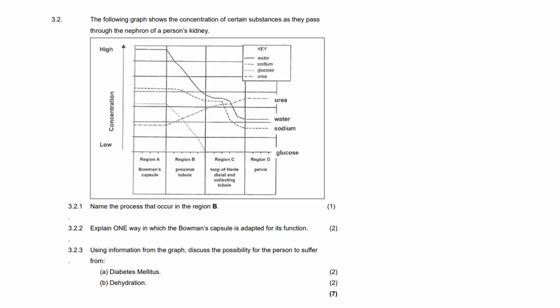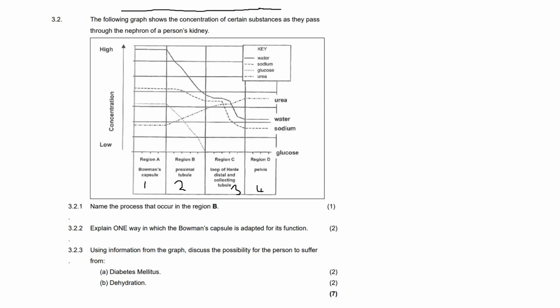Now let's go to 3.2. For 3.2, we're given a graph which shows the concentration of certain substances as they pass through the nephron. We're going back to the kidneys again. We've got region A, which is in the Bowman's capsule, the glomerular filtration. Then you have tubular reabsorption, then tubular secretion, and lastly excretion.